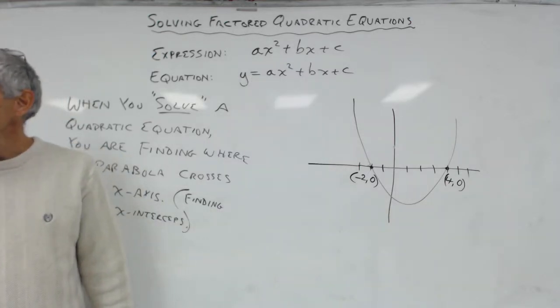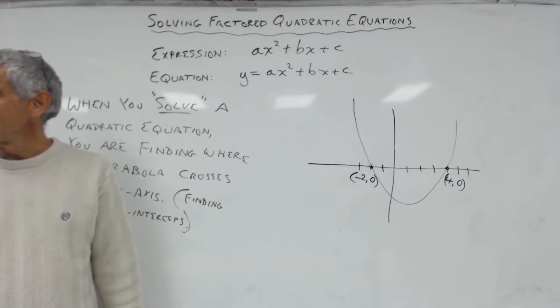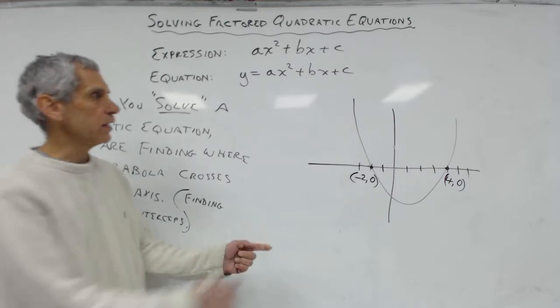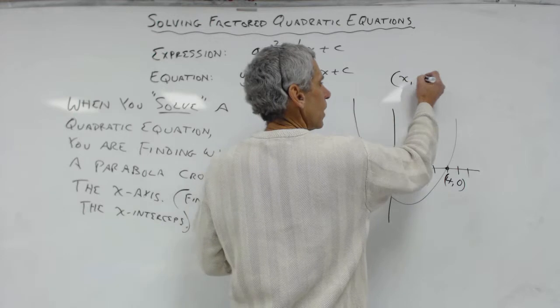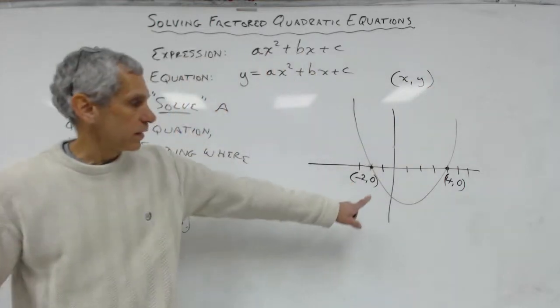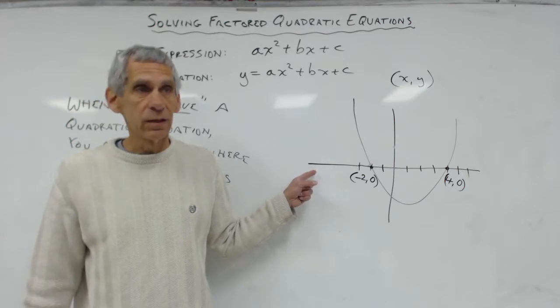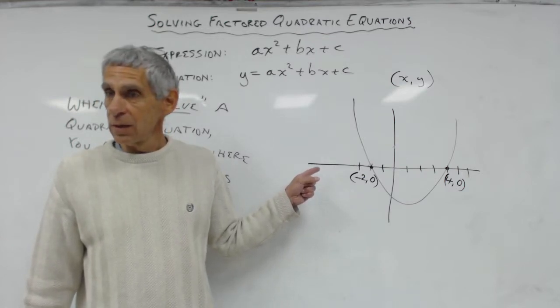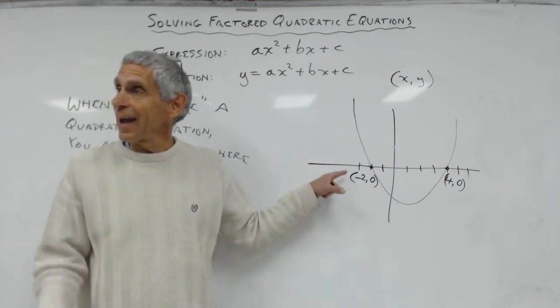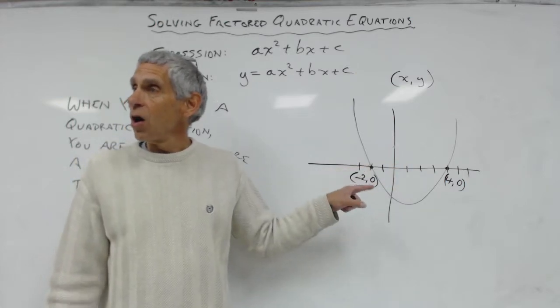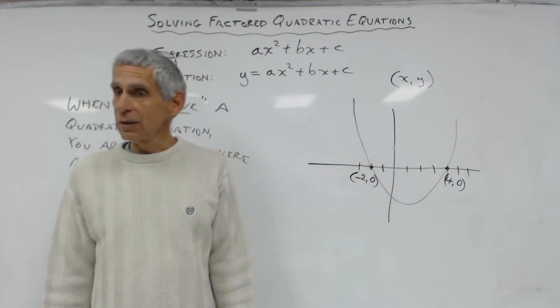What's 0? Is that the x or the y? The y. Does everybody agree? Because a point is x, y, right? Everybody agrees that the y is always 0 when you're on the x-axis. So in order to find an x-intercept, all I have to do is make y equal to 0.